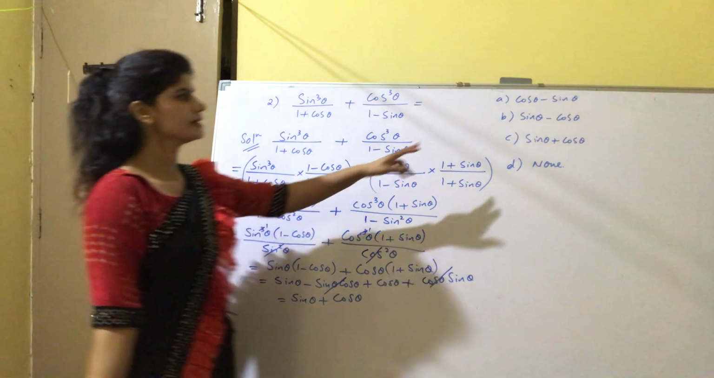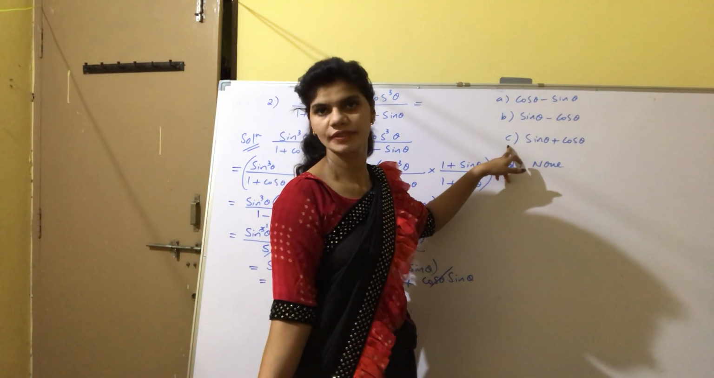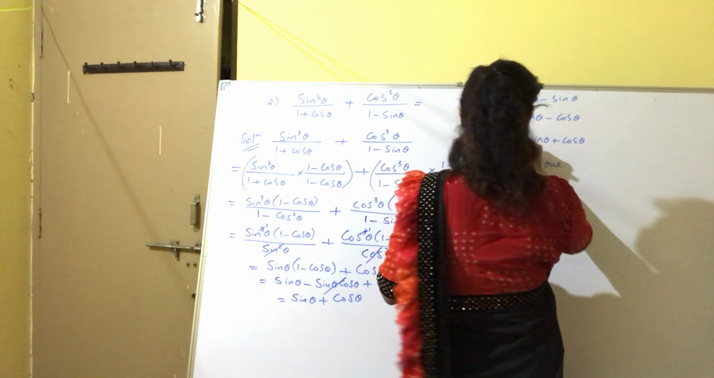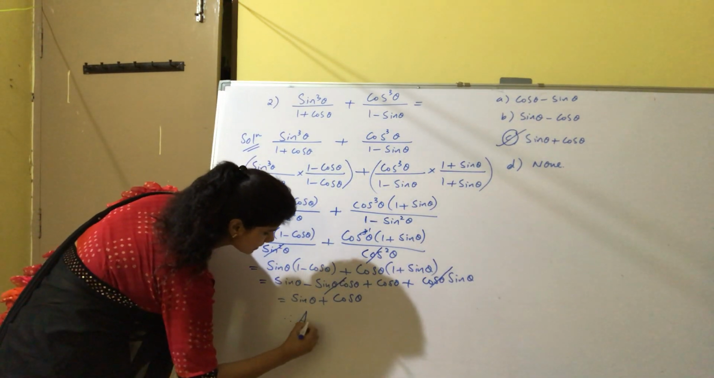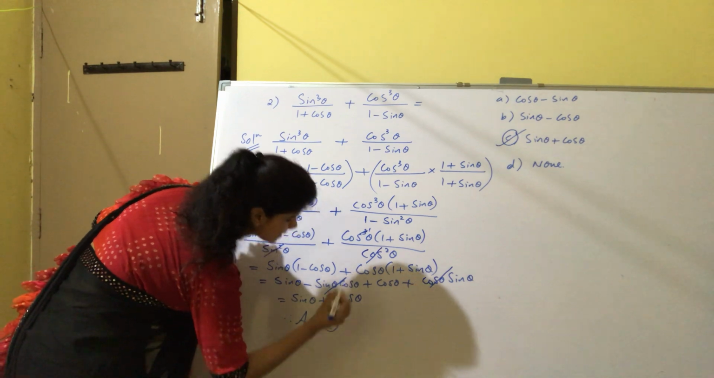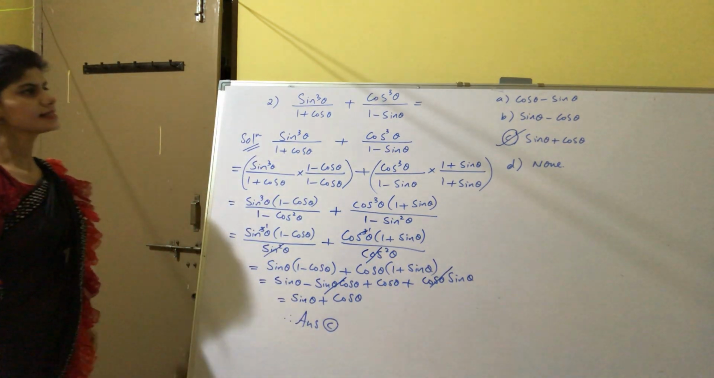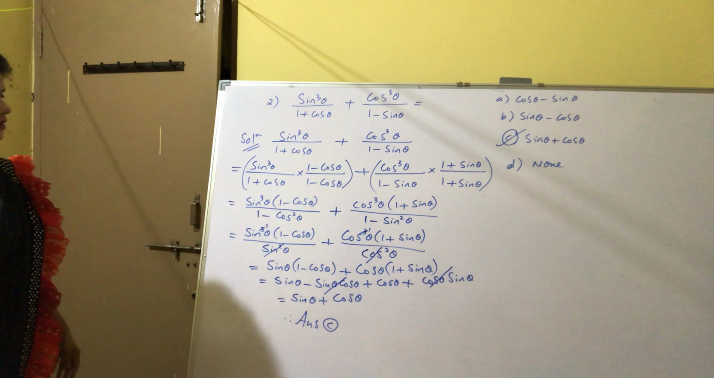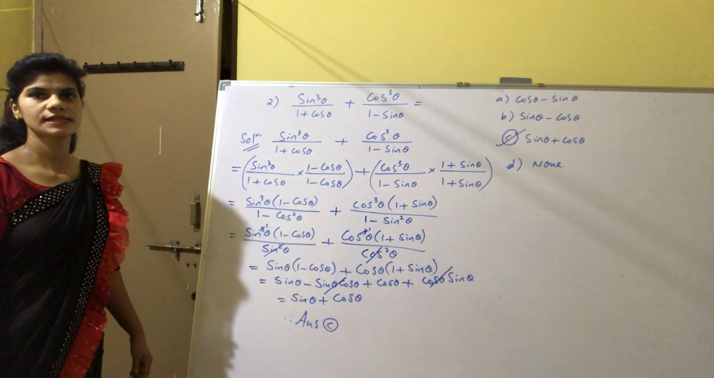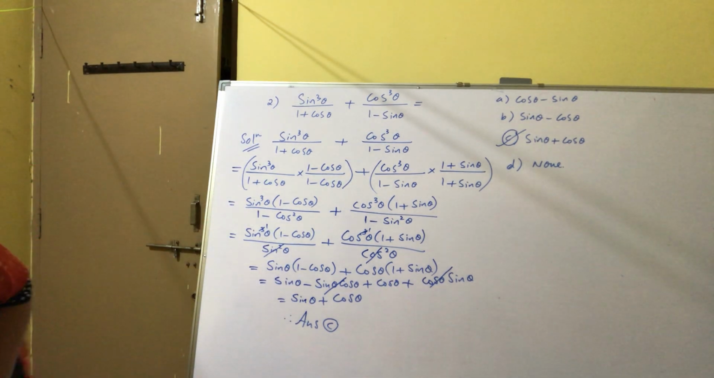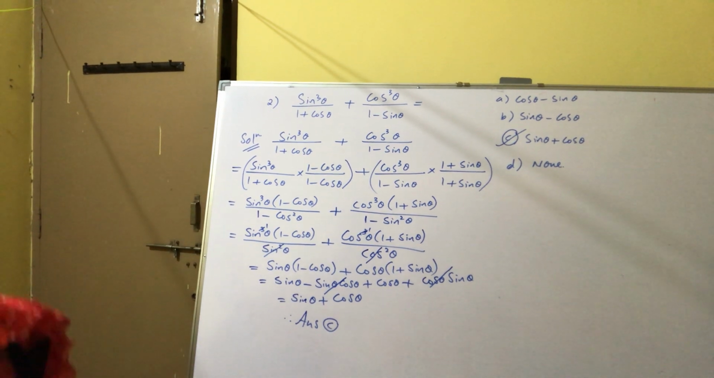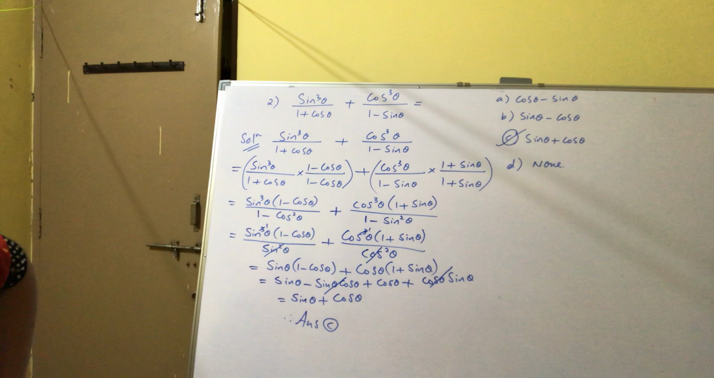Sine theta plus cos theta is seen in option C. Therefore the answer goes as option C. Hence option C is your answer for the second question. This is the solution for the second question. Now let us move on to the third question.